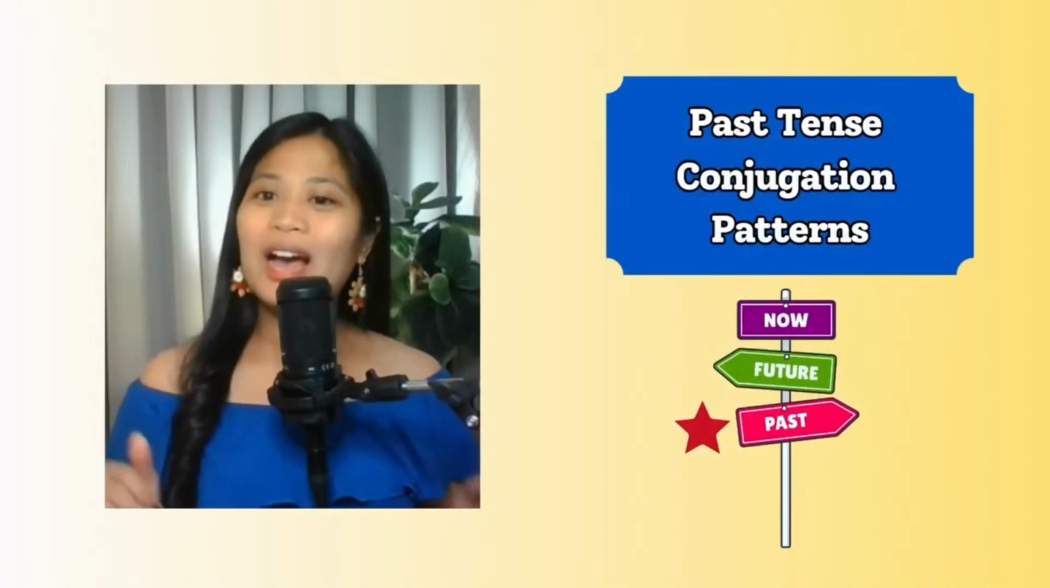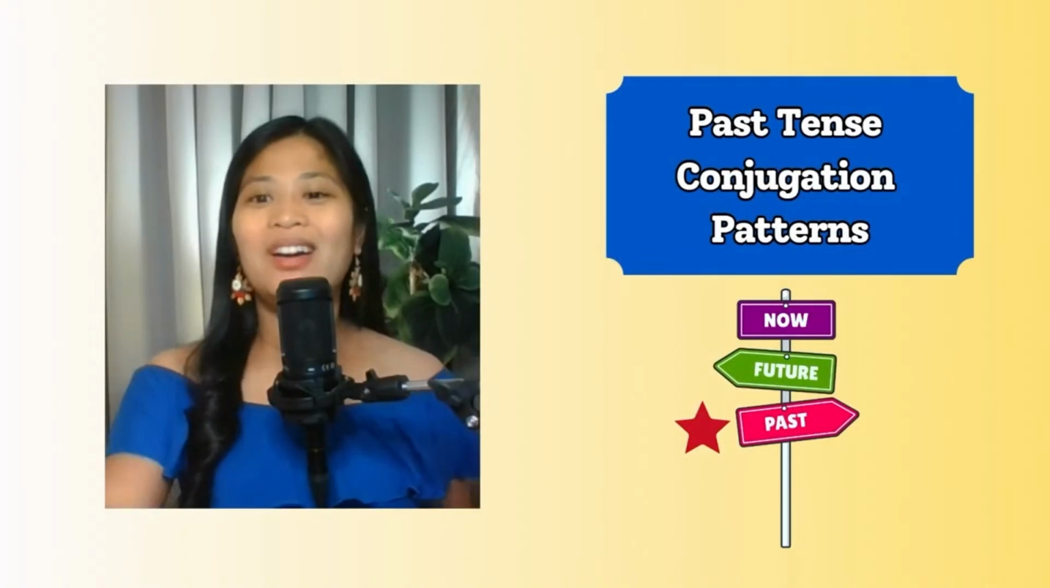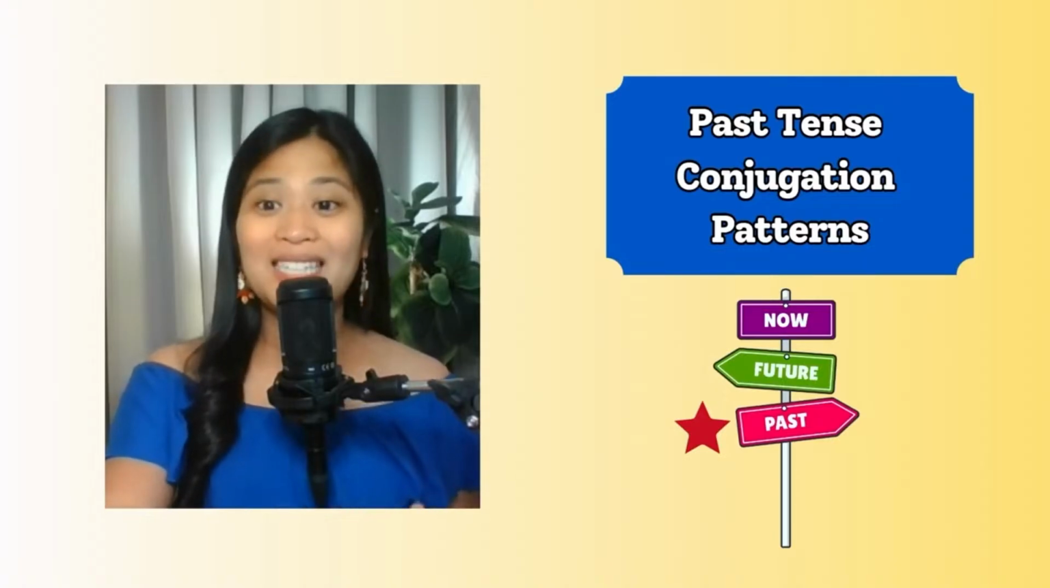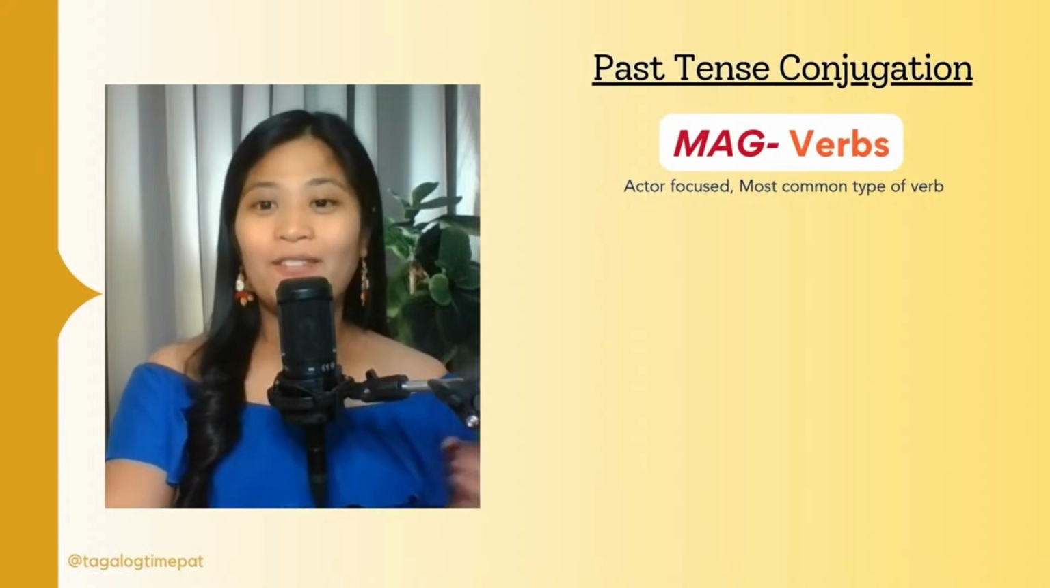Okay, so all of that was a review from Lesson 3. Let's jump into the new material now of Lesson 4, the past tense conjugation patterns. So let's start with the mag verbs. These are usually actor-focused and they are the most common type of verb in Tagalog.